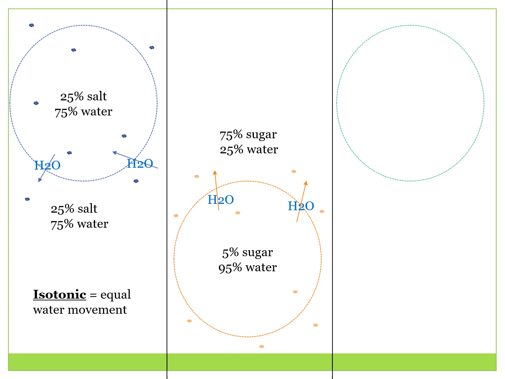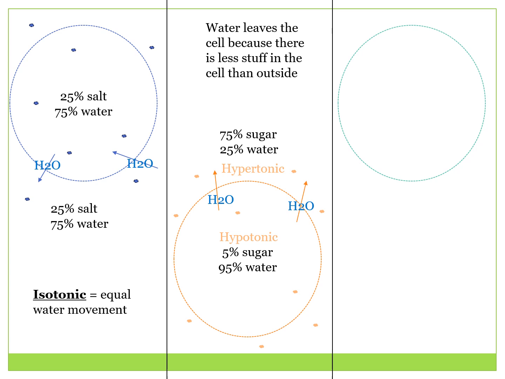Keep that in mind. Now, the thing we have to talk about here, because we have an unequal solution situation between the inside and outside of the cell, is what those solutions are called. Inside of the cell is a hypotonic solution, meaning that there is more water than there is stuff or solutes. Outside of the cell, it is a hypertonic solution, meaning that there is more stuff, less water.